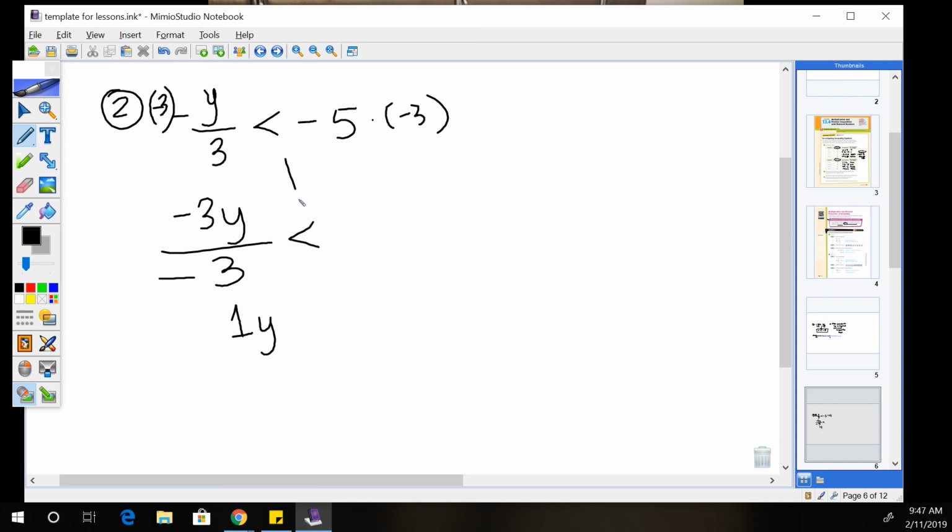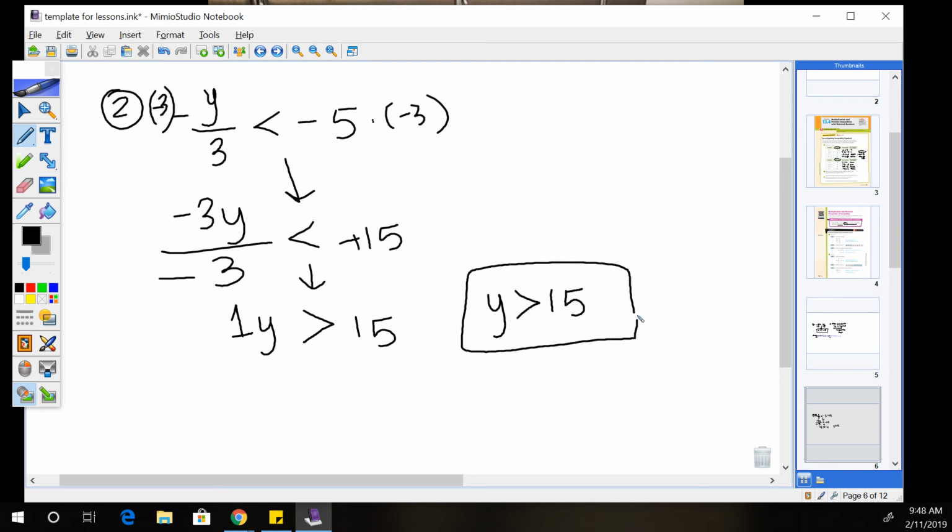Bring down the inequality sign. When you multiply by a negative, what happens to the inequality? You reverse it. Now, what's negative 5 times negative 3? Positive 15, right? Yes. So the answer is y is greater than 15. The solution to this inequality is any number greater than 15.